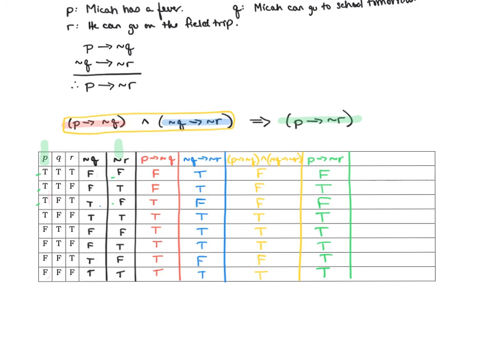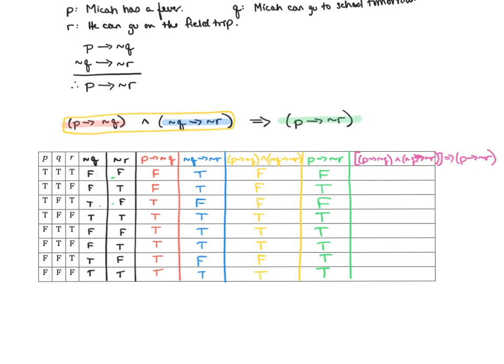Okay, so the last but not least thing that we need to do is take care of the final version of the argument, the one where we put everything together as one. So we would have the whole left side, P implies not Q, and not Q implies not R, implies P implies not R. Gets a little confusing, right?